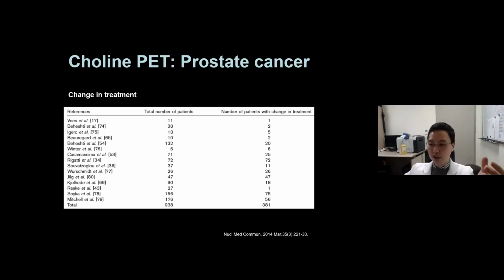And more importantly, applying this choline PET led to a change in treatment in 41% of patients. So comprehensively, from the reports and reviews, the choline PET is useful as the first imaging examination for biochemical recurrence. And with a PSA level of around 1 or more than 1, it can be a very useful tool.